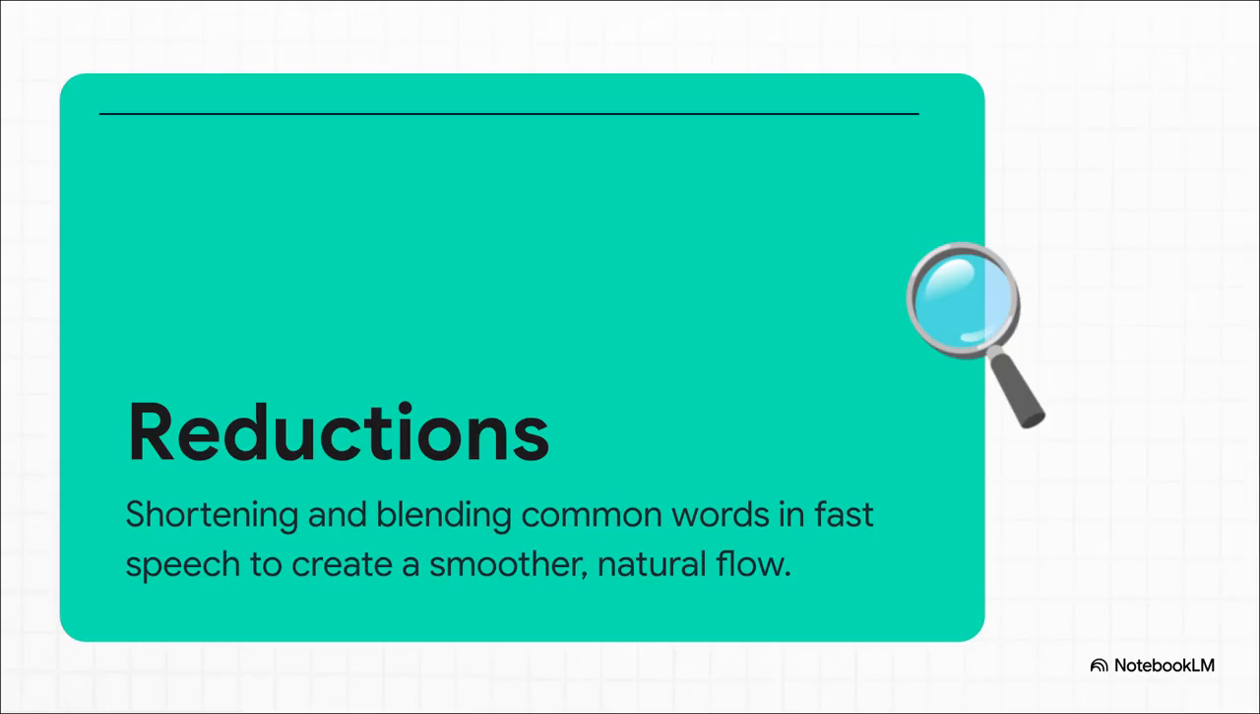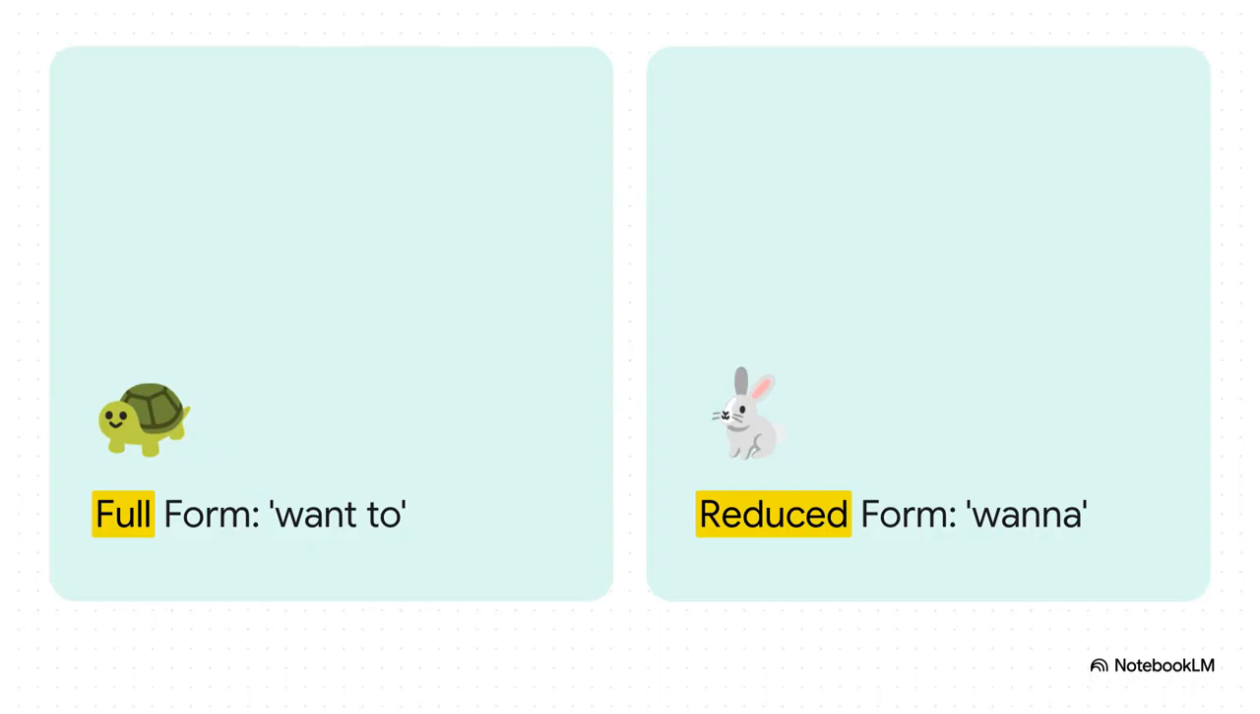So the biggest shortcut is something called a reduction. This is just when we shorten and blend common little words together to keep the rhythm of the sentence going. And it's not about being lazy. It's actually about being efficient. English focuses on stressing the important words, so we kind of squish the little connecting words to make it all flow smoothly. Let's look at a super common one.